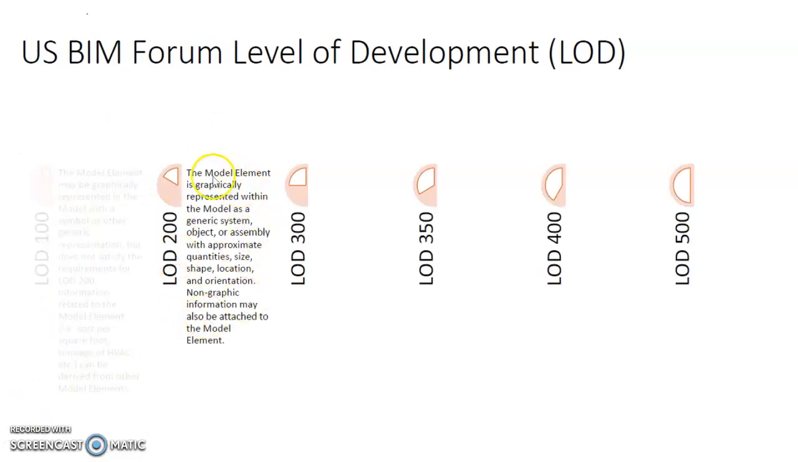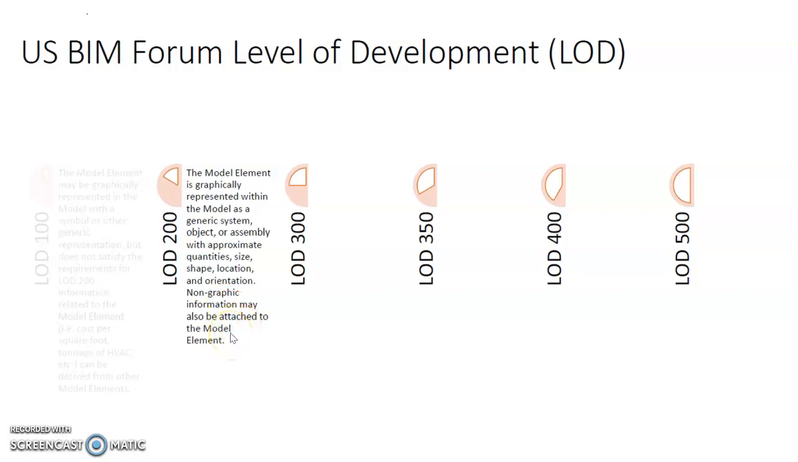When you go into specifying LOD 200 for your model, the amount of information that you want to put in will in fact be more than LOD 100. So the model element needs to be graphically represented within the model as a generic system, object or assembly, but now with approximate quantities: the size, the shape, the location, and the orientation. And on top of that, non-graphical information may also be attached to your model element.